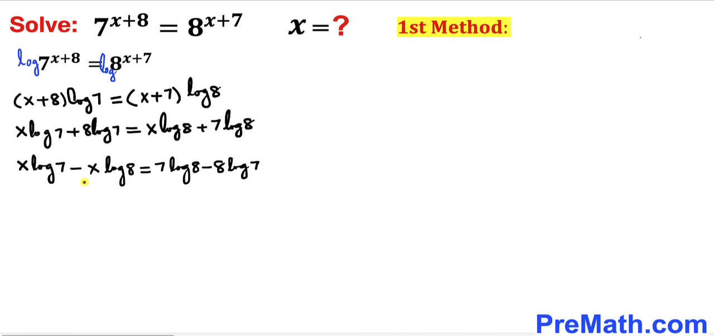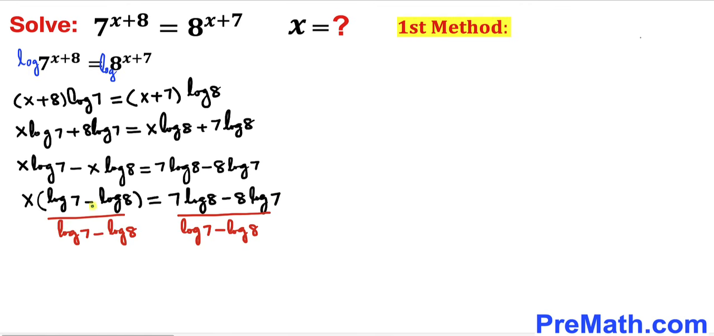Now we can see on the left hand side x is in common, so I'm going to factor out x outside. So x times (log of 7 minus log of 8) is going to be equal to 7 times log of 8 minus 8 times log of 7.